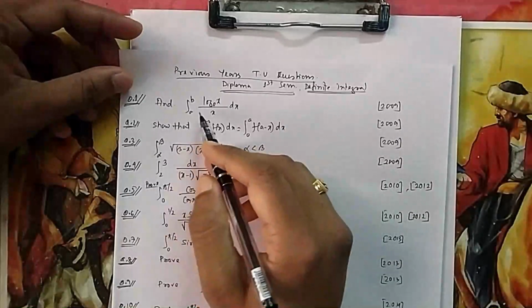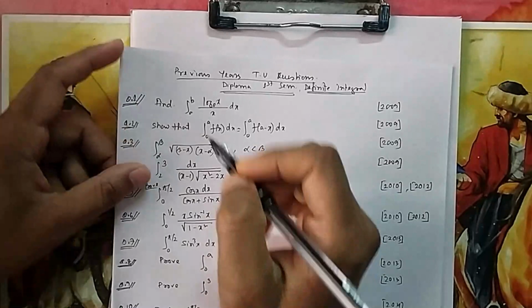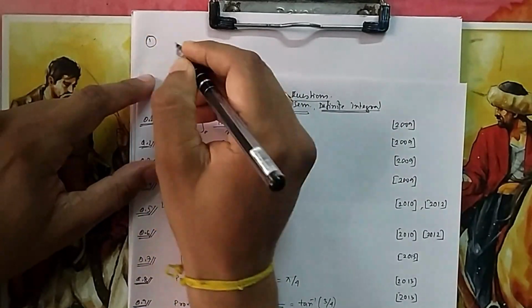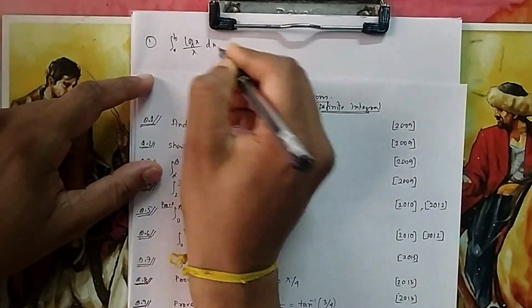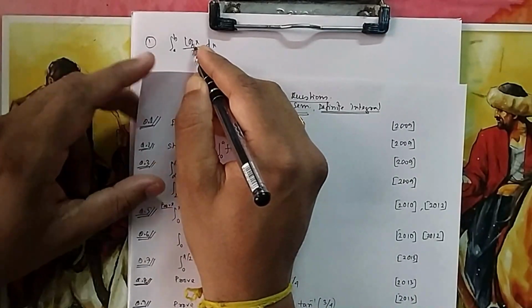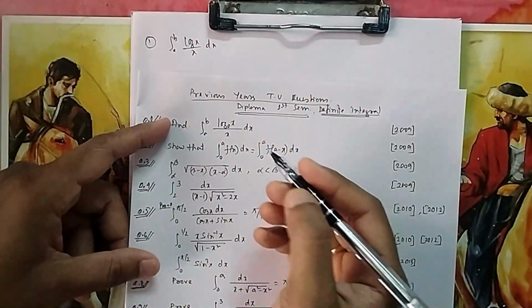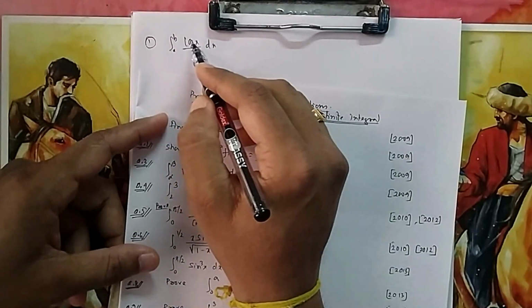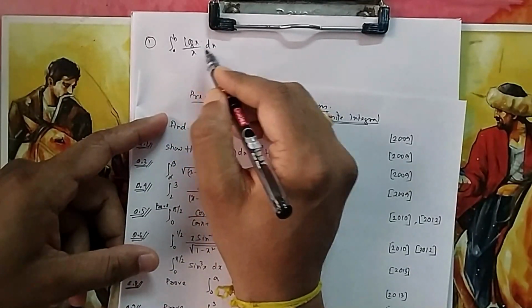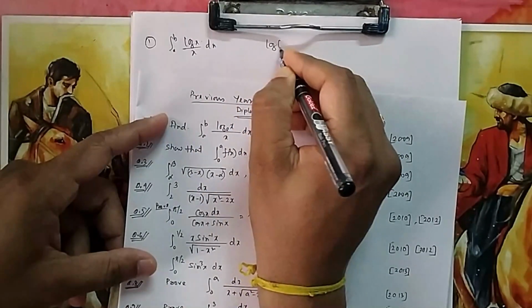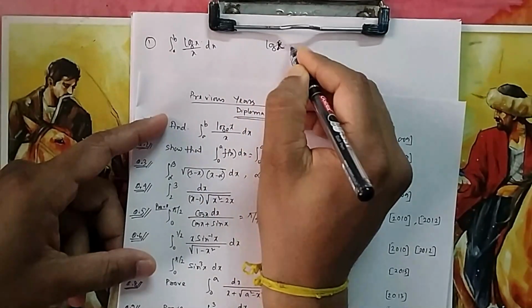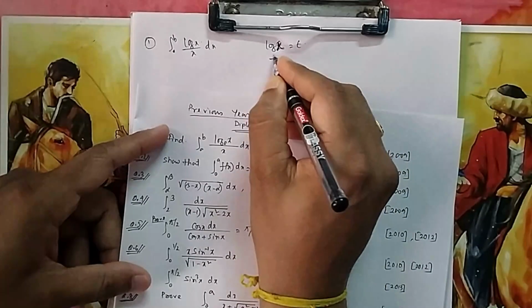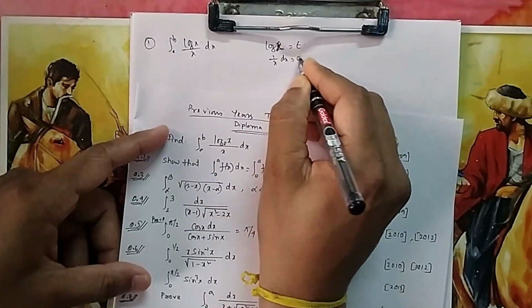Okay, in question number 1, find the integral from a to b of log x by x dx. So it is an easy one. I am not writing the base e because nothing is written in the base, which means by default we take it as e. So it is a simple substitution question. If you take log x as t, then 1 by x dx will be dt. So let log x equal to t; if you differentiate it, then 1 by x dx equals dt.